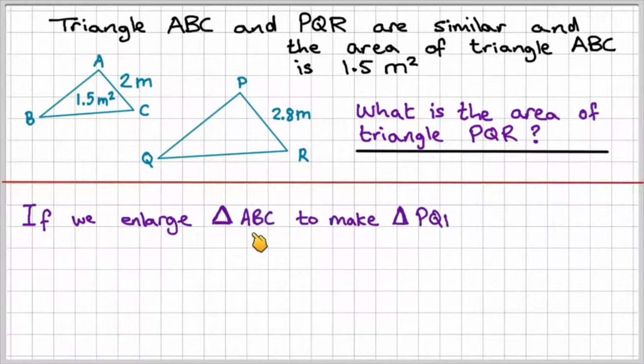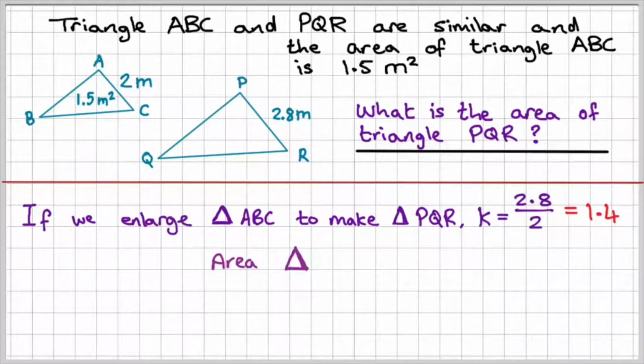If we enlarge triangle ABC to make triangle PQR, what we're trying to do is find the scale factor. So we can do that by taking this length of the image divided by the corresponding length of the object. So 2.8 divided by 2 will give us a scale factor of 1.4. So basically what we're saying is triangle PQR is an enlargement of triangle ABC by a scale factor of 1.4. So now we can use that scale factor to work out the area of PQR.